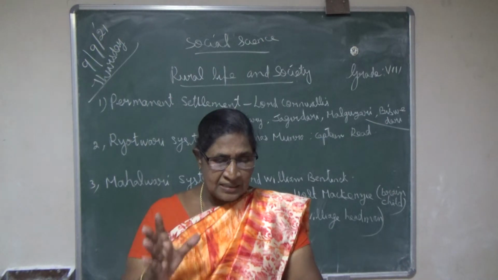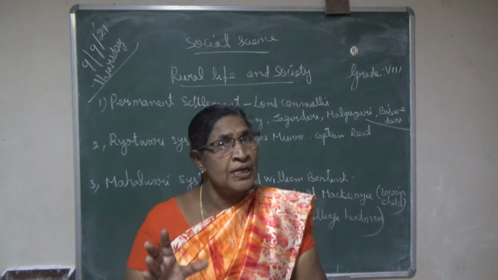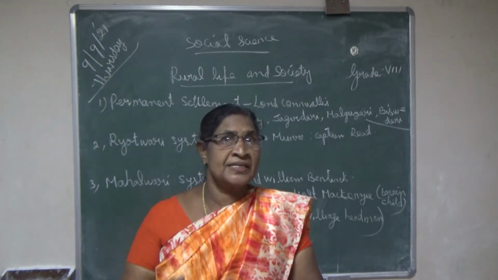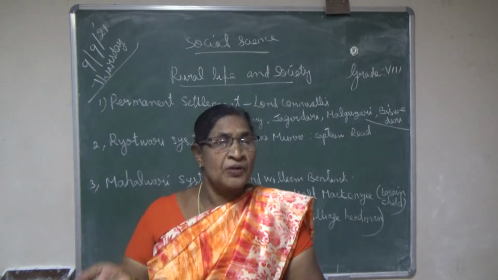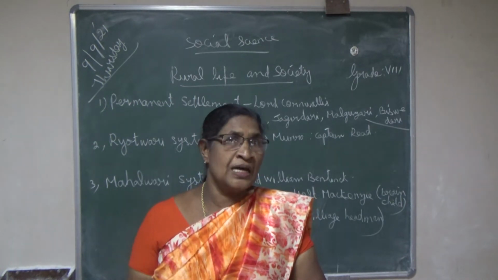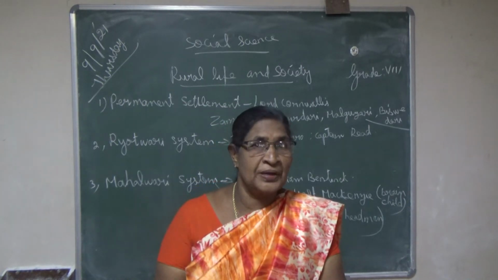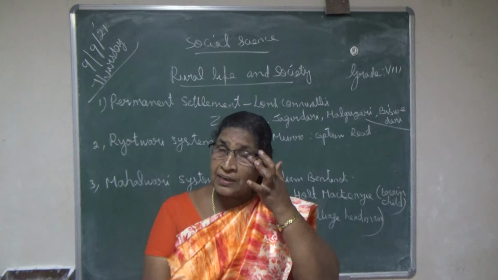Here, the Zamindars were the owners of the land. They provided the land to the cultivators. From the cultivators they collected the tax and they paid it to the British government. Okay. So now, what are the merits of the permanent settlement or the Zamindari settlement?